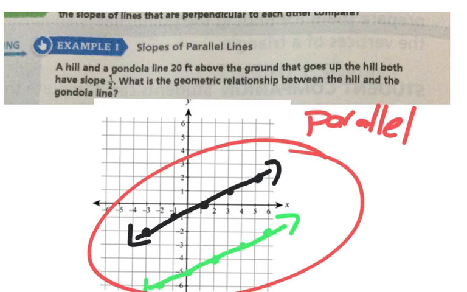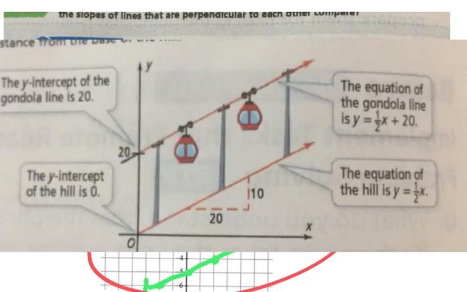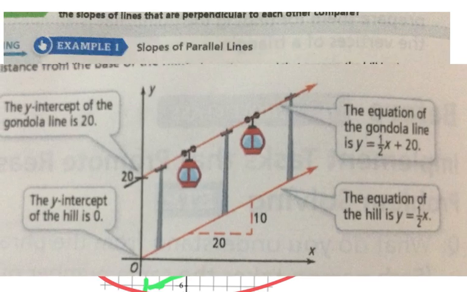I'm going to show you their drawing. You see here they drew the ground, which went through the origin, and then they made the y-intercept be 20, and they drew their gondola line. And you see how those two are parallel, and they have the same slope.